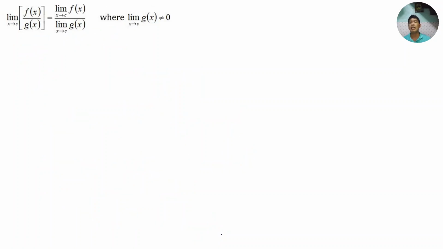Then next, we have the limit of a quotient is the quotient of their limits. So the limit of f of x over g of x is equal to the limit of f of x as x approaches c, all over the limit of g of x as x approaches c. Of course, the limit of g of x must not be equal to 0. So dapat hindi siya 0. Otherwise, magiging undefined. And also, dapat yung f of x natin must not also be equal to 0 kung 0 din ang g of x.